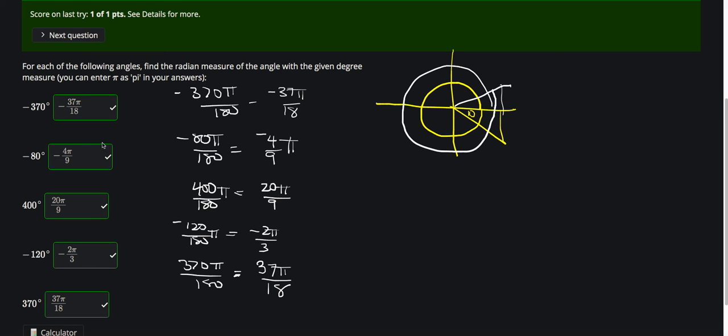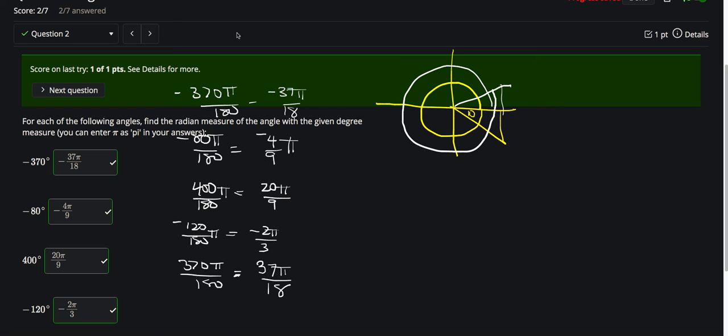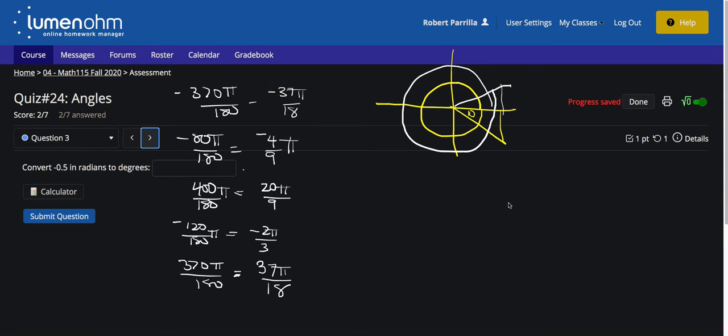Hey, we got these right. So, lesson learned: follow the signs and reduce whenever possible, and you should be okay. Okay, you see, we're dodging a lot of bullets here. We're only on question 2, so we still have 5 more to do that could be equally treacherous. Okay, case in point.